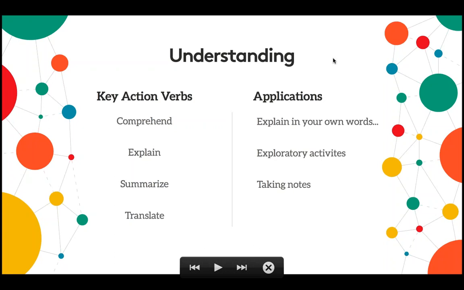And then the explain in your own words, similar to taking notes, you're going in, writing things as you see it, as you perceive it, and as you literally understand it.